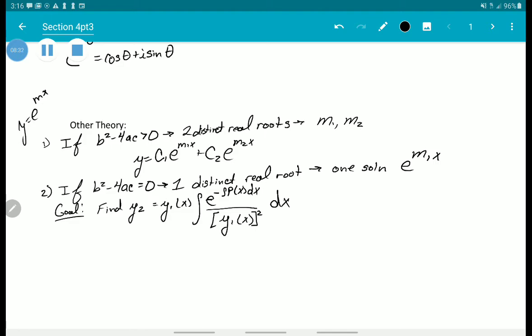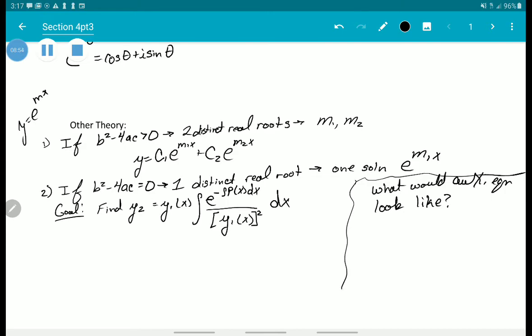So let's think about first, what would that quadratic look like? Because we've got to figure out what the p of x is going to be. If we have a double root, we're trying to answer what would the auxiliary equation look like. So we're doing some side work over here, if you will. So, if we have a double root, we know it can be written this way.